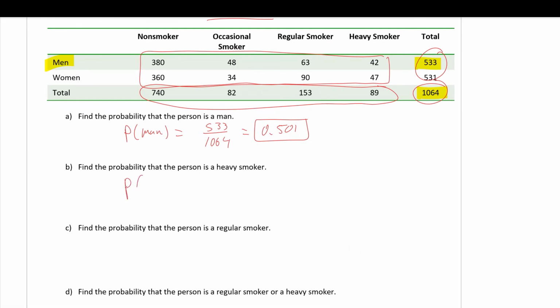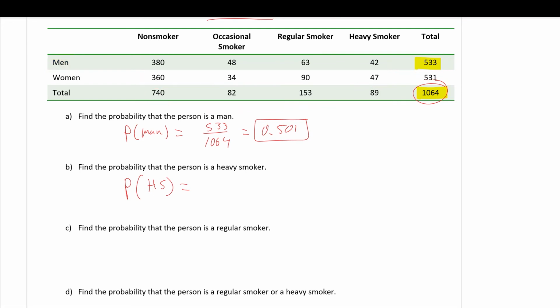Find the probability that this person is a heavy smoker, so HS will represent heavy smoker. Well, let me erase all this stuff. I don't want it to get too cluttered here. Heavy smokers are here, so the total number of heavy smokers is 89. So the probability of getting a heavy smoker is 89 out of 1,064, which, if we divide this, is 0.084.